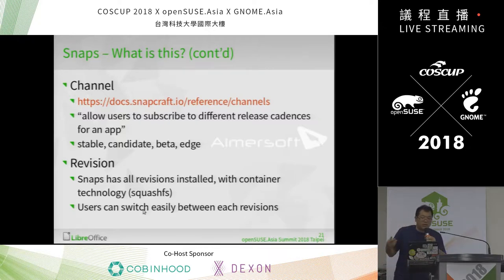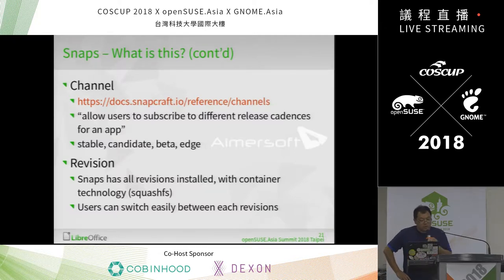Snaps has two very interesting features: one is channels, one is revisions. A channel is, for example with Firefox, maybe a stable release, beta release, and release candidate. These kinds of release channels exist, and Snaps lets you switch between these channels. For example, if we choose the candidate channel, we can get the release candidate version of LibreOffice or something.